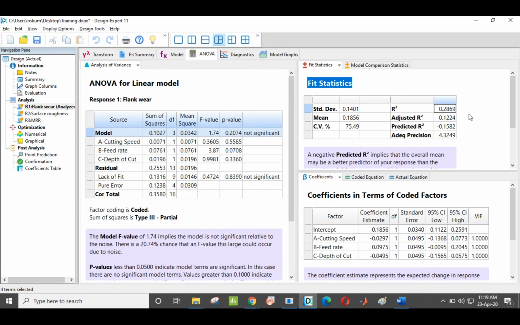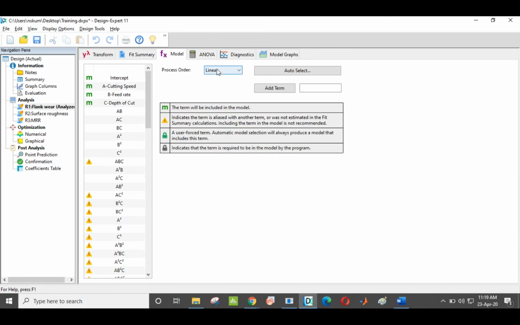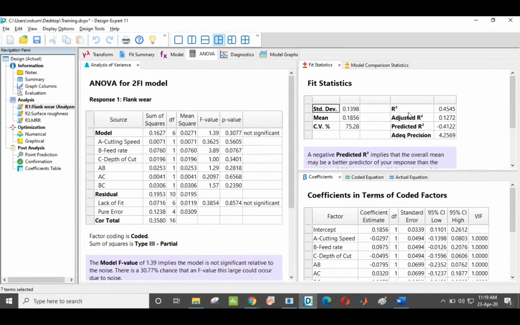So what we are going to do is increase from a low order polynomial to a higher order polynomial, and see whether the model is improving or not. How to do that? Once again, go back to the model and change it to 2FI, a higher order polynomial, and come to ANOVA. Now in the fit statistics, you can see the R square value tends to increase, but the predicted R square goes negative.